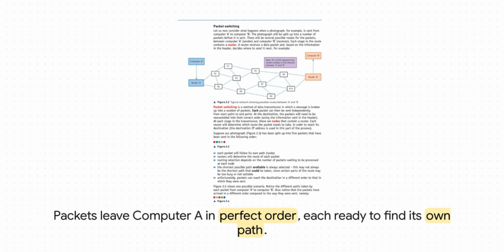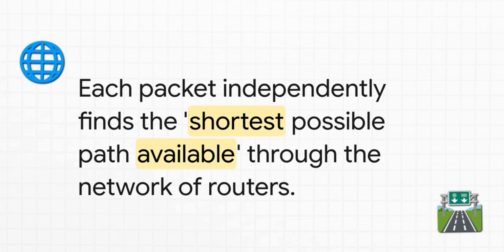Seems simple enough, right? Well, here's where it gets really interesting. The internet isn't some single straight road. It's this massive tangled web of routes and routers. And each packet, all on its own, finds the absolute fastest path available in that exact millisecond. So if one route is jammed with traffic, a packet just goes, okay, I'll take a different way.